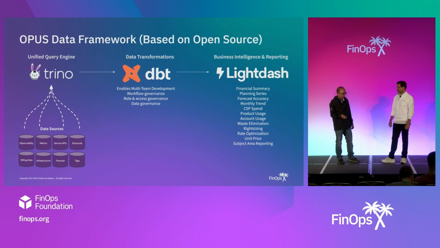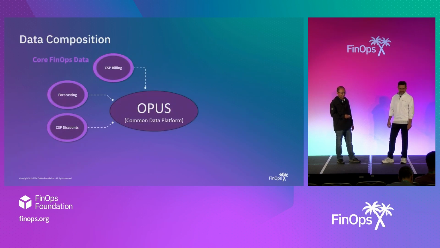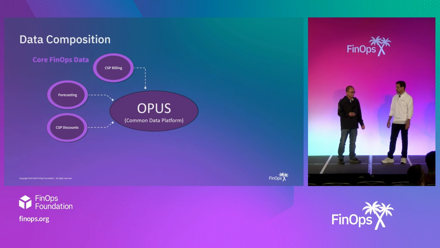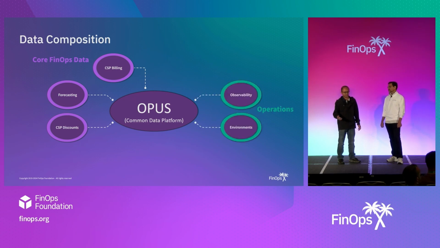On the next slide, we'll go into the data composition that's encompassing Opus. First, we have our core FinOps data that comprises our CSP billing, our forecasting, our CSP discounts. Now, this for Workday ranges into the hundreds of gigabytes per month, but it has a very broad impact as it's integrated into almost every other data set within Opus. Now, this is in stark contrast to our operations data. Here, they have a relatively localized impact for each subject area. However, the data volume for our operations data is massive. We're talking about hundreds of terabytes per month and petabytes in total.